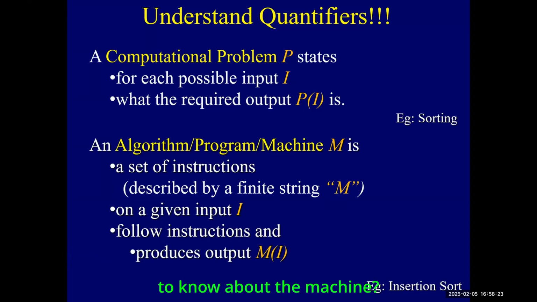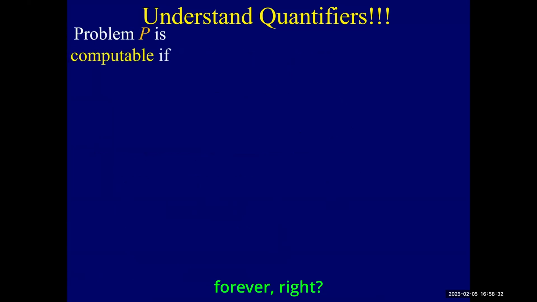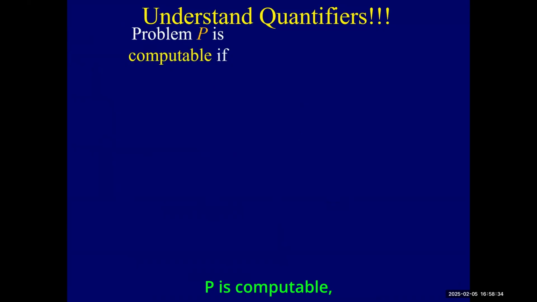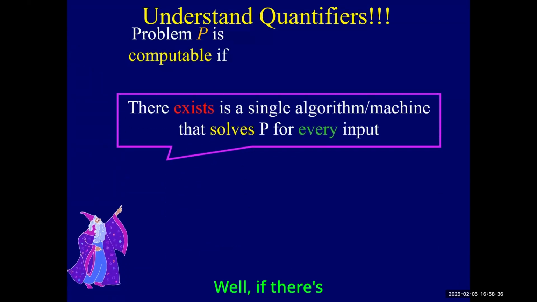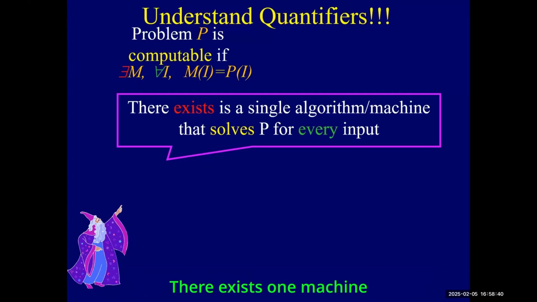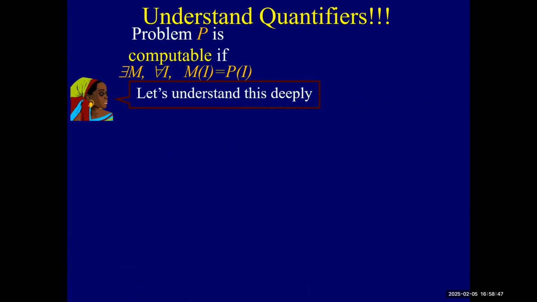And what do I need to know about the machine? It has a finite description, right? That's all we know about it. And it might run forever, right? And then we can say P is computable, right? Well, if there's a single algorithm that computes it, right? There exists one machine that for every input gets you the right answer, right?